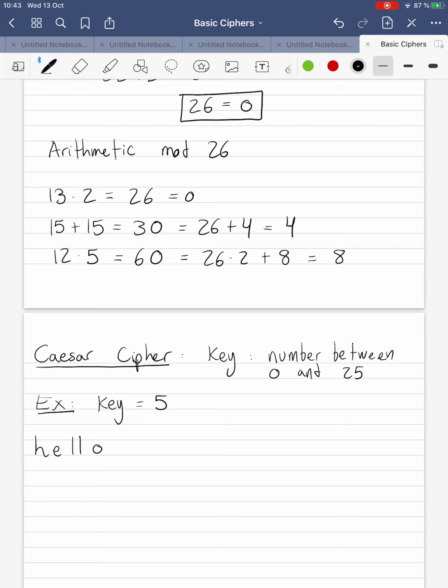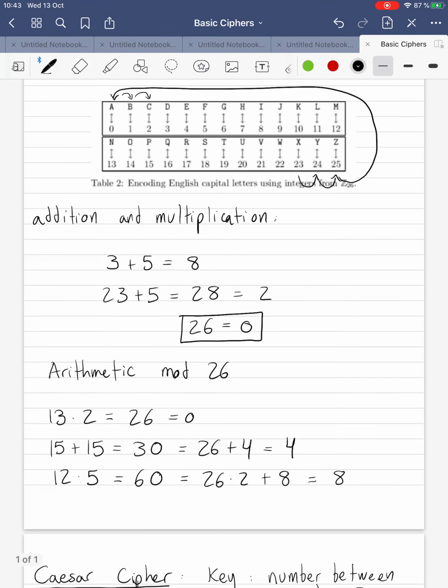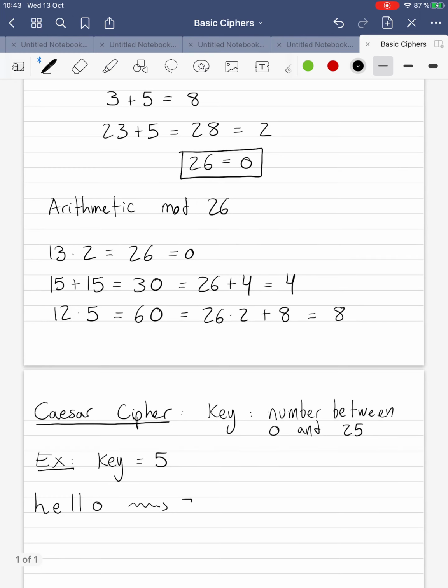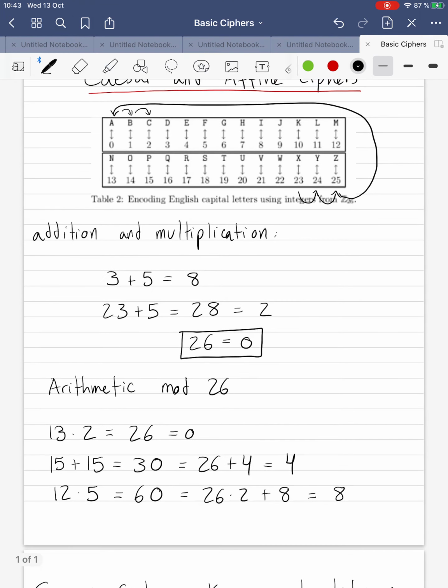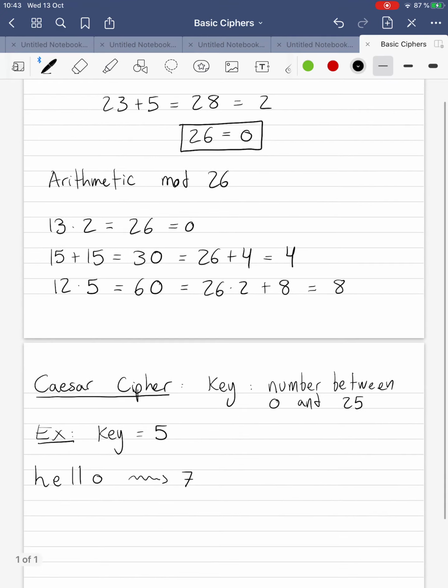First of all, we're going to translate this into numbers, using the chart above. So H is equal to 7 on this chart. E is equal to 4. L is equal to 11. And O is equal to 14. So this is going to be 7, 4, 11, 11, 14. That's just, we're not really encrypting anything here. We're just translating a message into numbers.